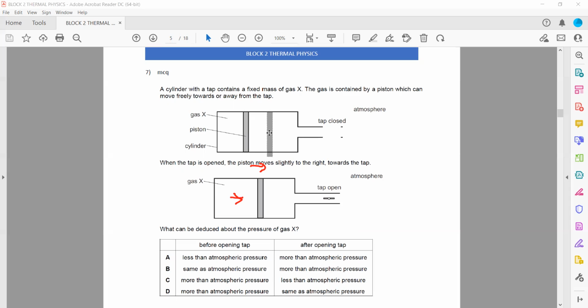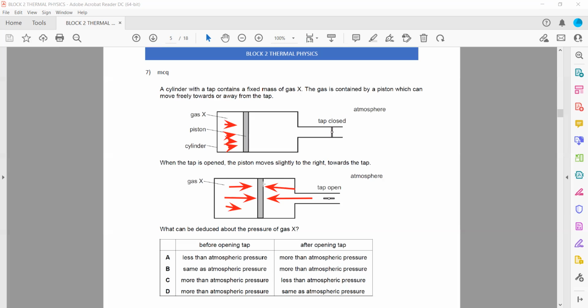That's why, when we open the tap, the piston moved towards the right hand side, because towards the right hand side the gas is exerting pressure, and towards the left hand side the atmosphere is exerting pressure. Because the gas is exerting more pressure, when we open the tap the piston moves towards the right hand side, and then it will stop. So when it stops, what does it mean? Now the pressure of the atmosphere and the pressure of the gas is balanced.